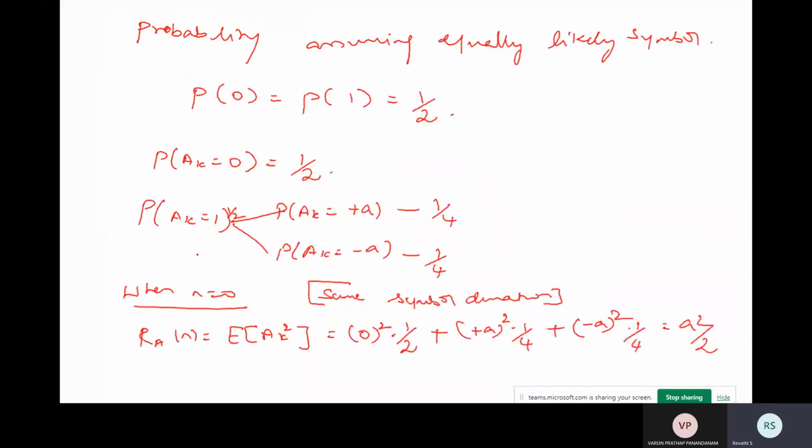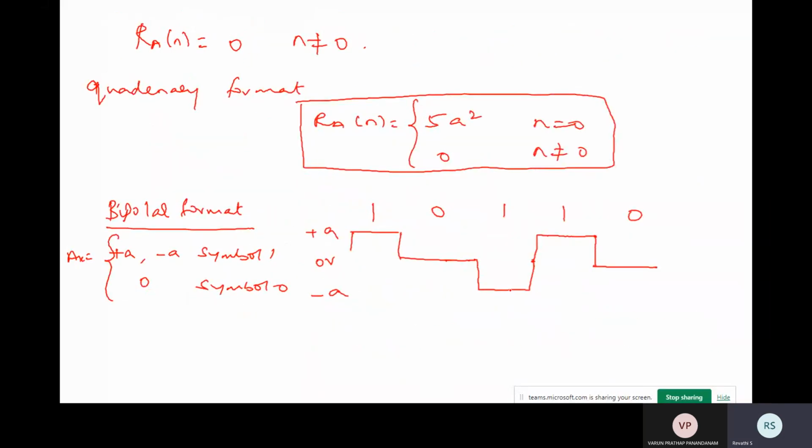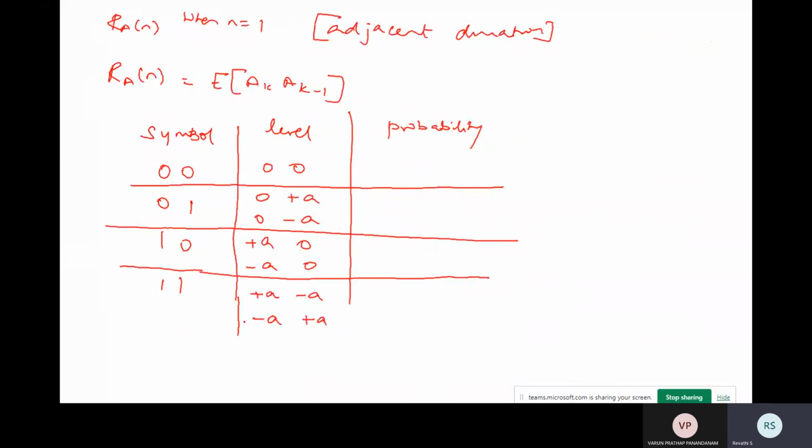Okay, so here, adjacent symbols, this and this, are adjacent. So if one is positive one, the other will obviously be negative one. So we are not having 4 combinations. Instead, we are having only 2 combinations, that is plus A and minus A only. Okay, so now concentrating on the probability.